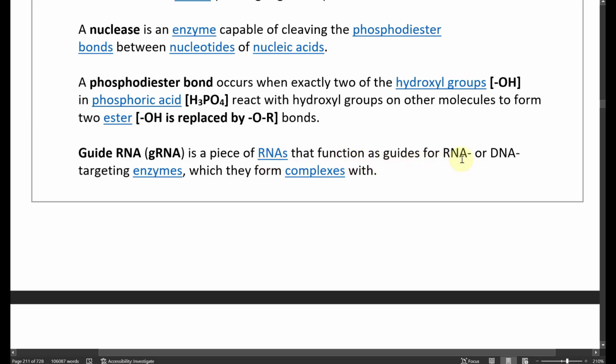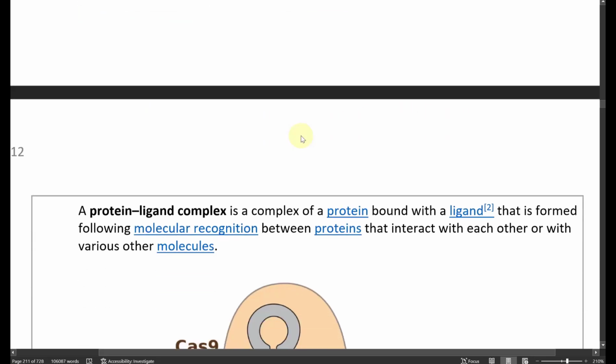Going further, a guide RNA, or gRNA, is a piece of RNA that functions as a guide for RNA- or DNA-targeting enzymes, which they form complexes with. So you connect that RNA as a guide to the enzymes that you want to target other DNA or RNA, and it makes a complex. Now you're bringing the enzyme to that specific target RNA or DNA.